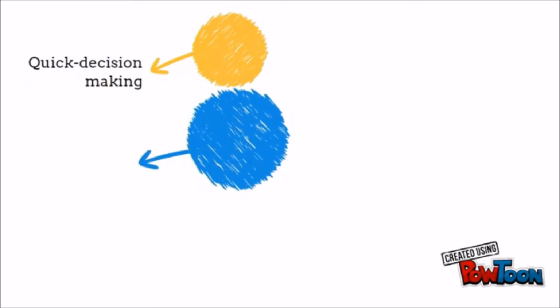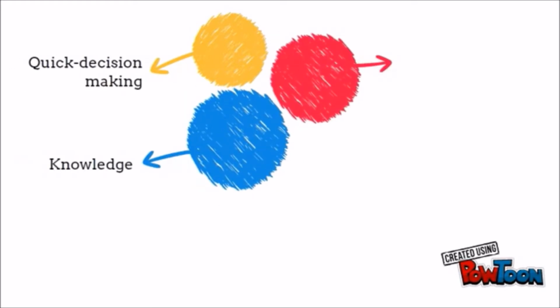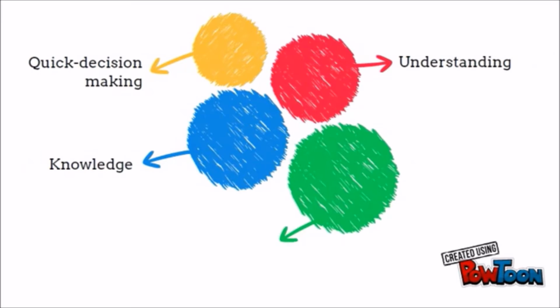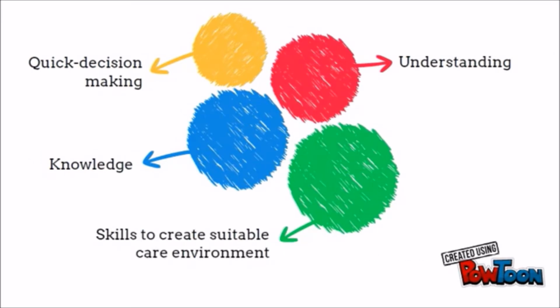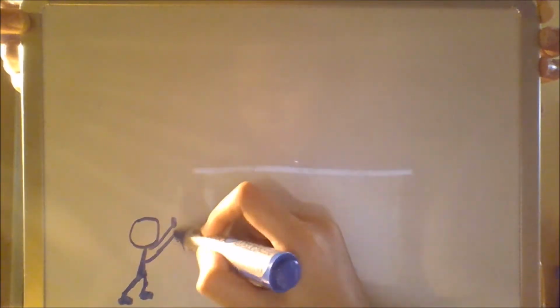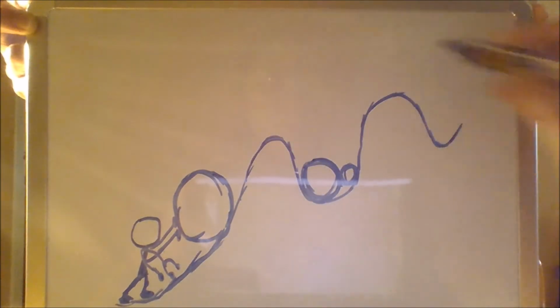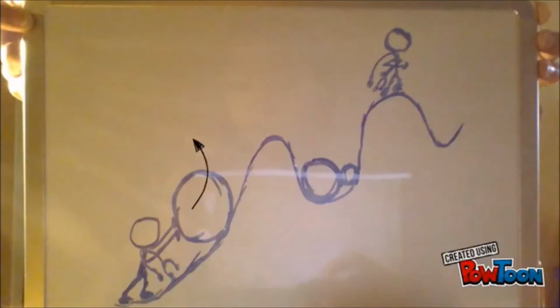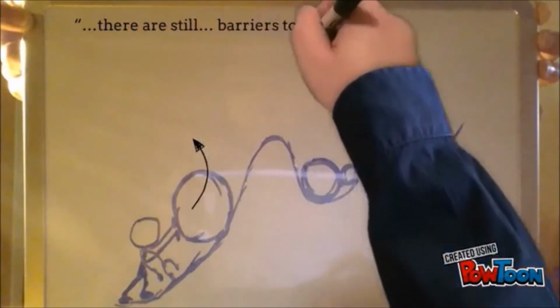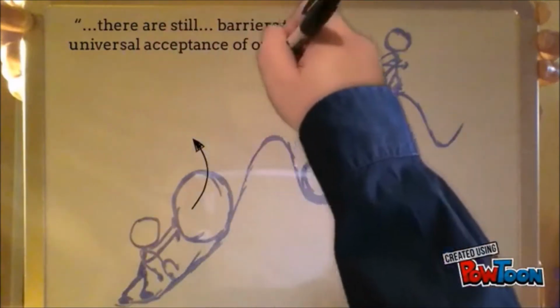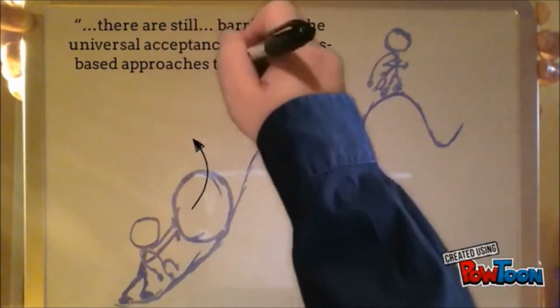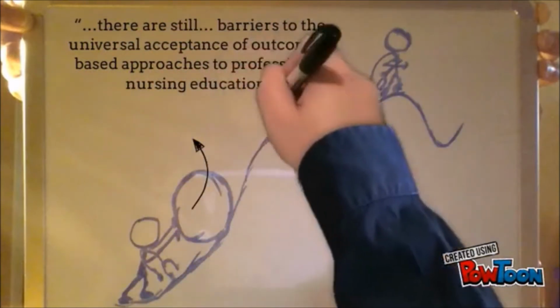The nursing profession requires nurses to continually utilize and develop their level of competency by using quick decision-making, knowledge, understanding, and skills to create a suitable care environment for the patient. Some of the challenges that healthcare professionals face in developing their competence and performance are that there are still barriers to the universal acceptance of outcomes-based approaches to professional nursing education.